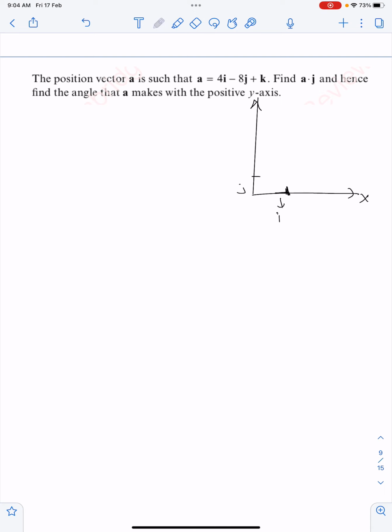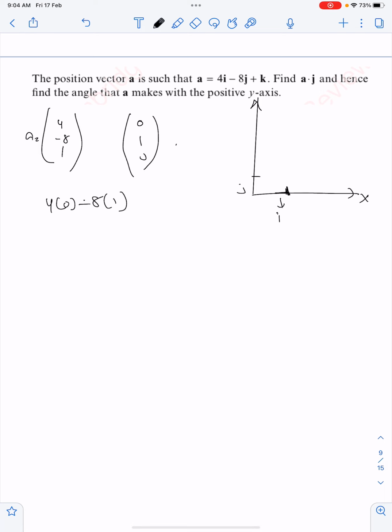Okay, let's write down the two vectors. a equals (4, -8, 1), and the other vector they're talking about is j, which is (0, 1, 0). We want to find the dot product of them. So 4 times 0, negative 8 times 1, plus 1 times 0, so it's going to be negative 8. Hence, find the angle that a makes with the positive y-axis.